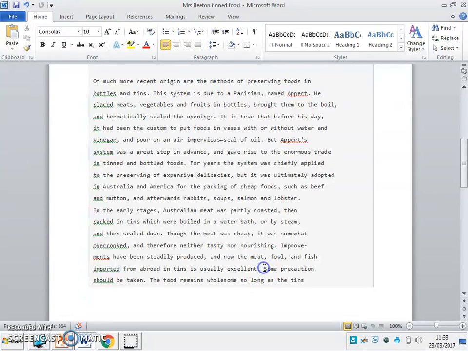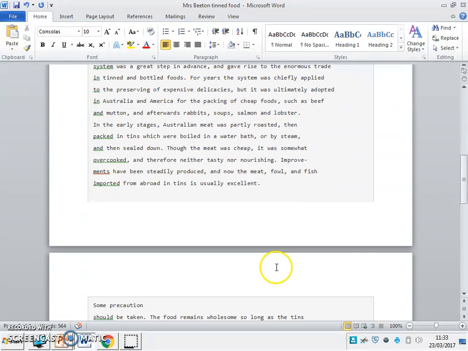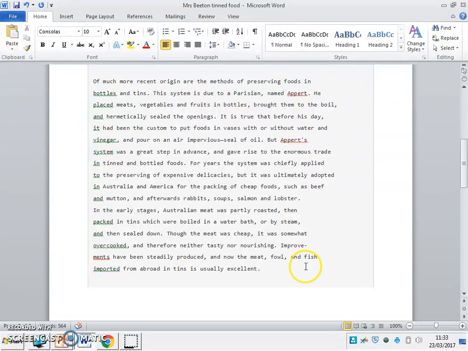Okay, so we're going to stop there because of the time. It goes on, but that's because I've copied and pasted a whole chapter out. This is probably as much as you'd get in the exam. And you can see here, improvements have been steadily produced. Well, we know what improvements mean. We know what produced means, and we know what steadily means. It sounds Victorian, right up until you break it down. Look, nice little list of three, meat, fowl and fish. And again, excellent, another adjective. So if I was looking at this, I'd be thinking about the simple methods and the clearest sentences.